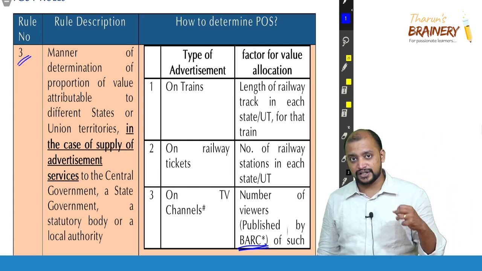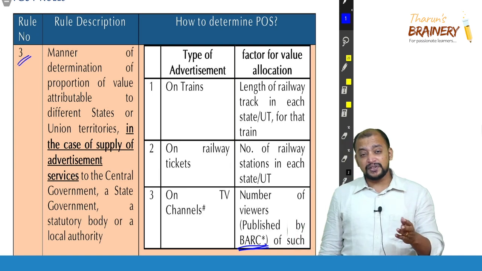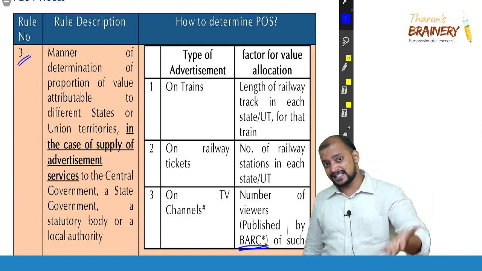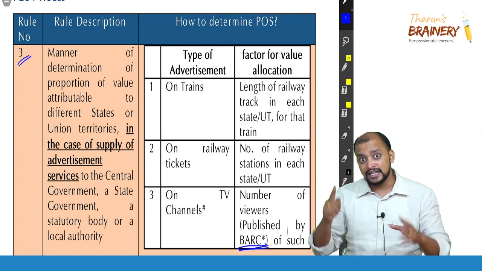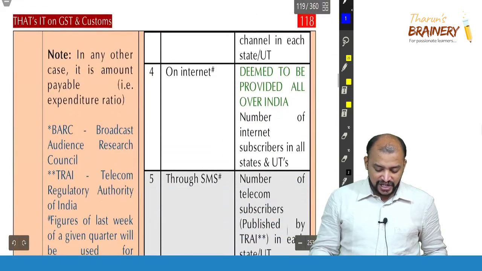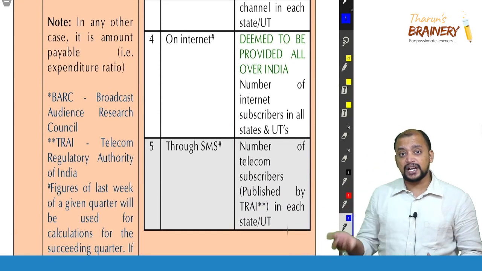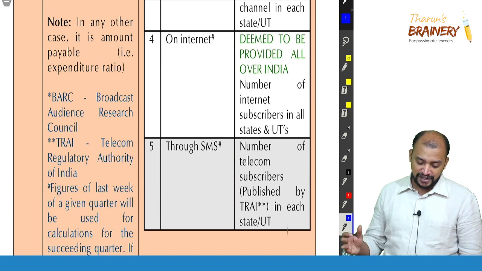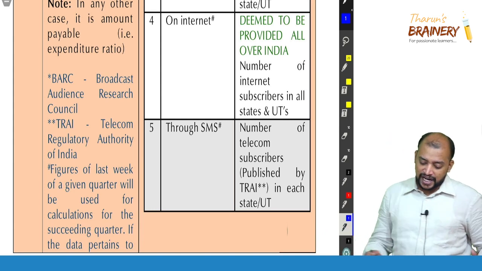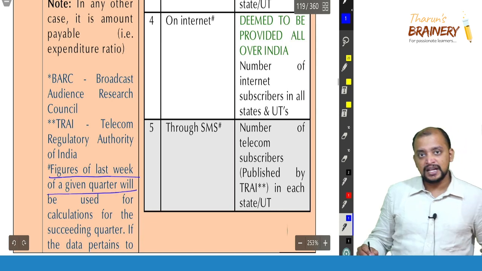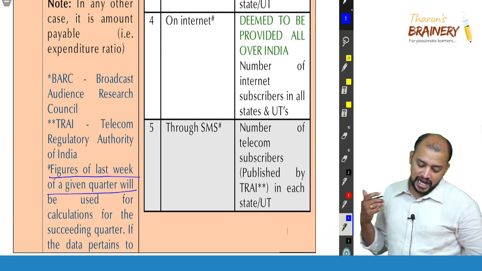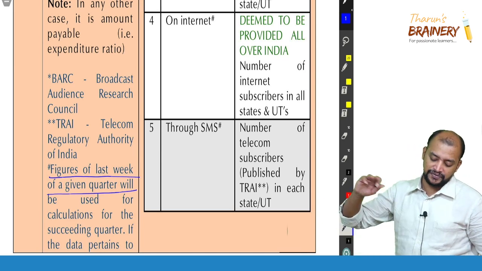Take that Broadcast Audience Research Council viewership data for the channel. Suppose the channel is being telecast in more than one state. Usually one channel will be telecast in more than one state. So take the population census in each state and divide based on the number of viewers published by BARC for such channel in each state or union territory. Now listen, sir, which date should be taken? We need to take figures of the last week of a given quarter. So I'll take the previous quarter's last week figures. Figures of the last week of the given quarter will be used for calculation of the succeeding quarter.